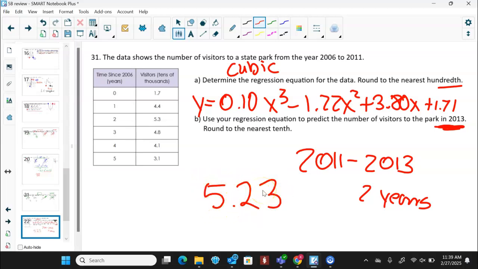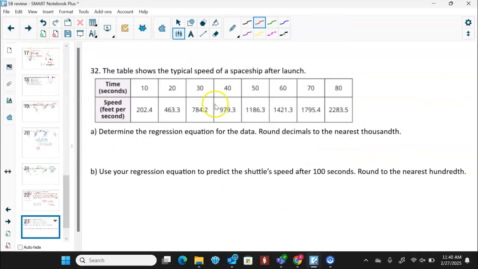So it says how many visitors were in the park in 2013. It was 5.23, tens of thousands. All right, and now the next question in the regression.